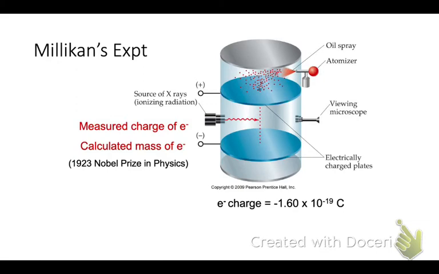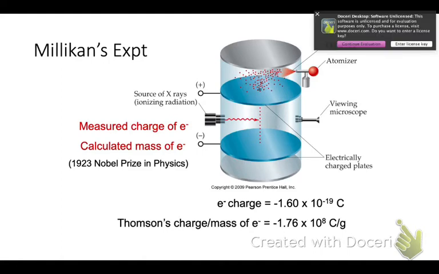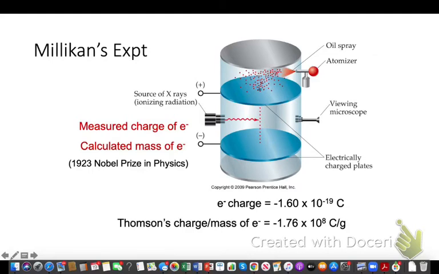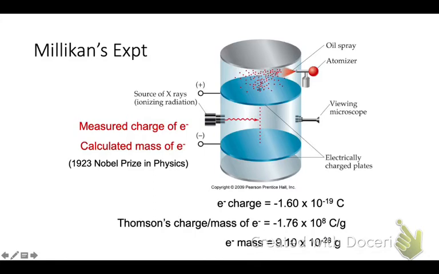Now we know that the charge of the electron is negative 1.60 times 10 to the negative 19 coulomb, and Thomson's charge over mass ratio of the electron was negative 1.76 times 10 to the power 8 coulomb per gram. So the calculation that came out is the mass of the electron that was measured at 9.1 times 10 to the negative 28 gram.